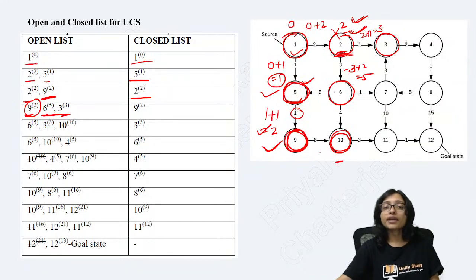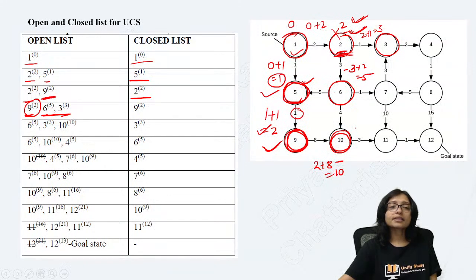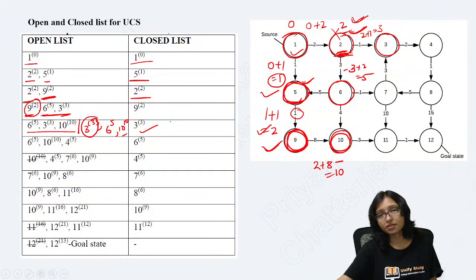What is the value here? It was 2 plus 8, that is 10. And I will maintain the priority queue. As per that, now here you can write this one in this way. 3 is 3 now. Then 6 is 5. Then 10 is 10. Out of them, which one should I choose? This 3 I should choose. That's why I will choose the 3.